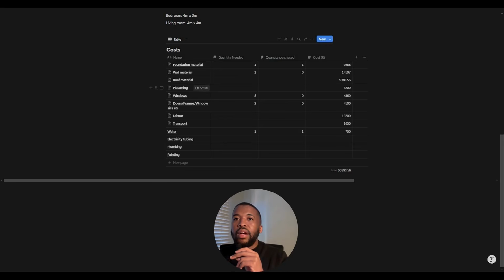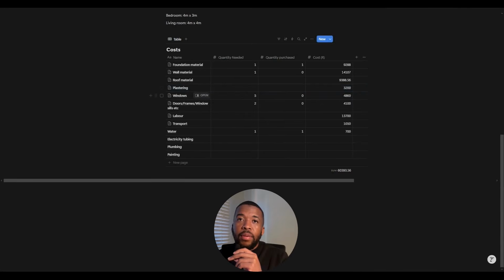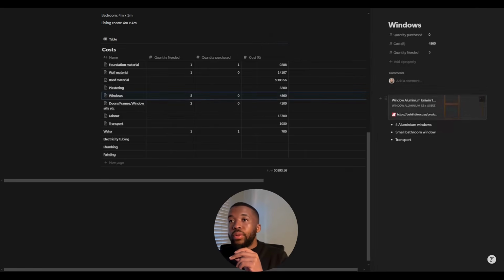And then for plastering, I got, I think, 20 bags of cement and additional 160 blocks. I don't know why they needed additional blocks there, but that's what happened. And then I got windows. I got four aluminum windows, and I think it cost me 4,860 bucks. That's almost 5,000 rands.